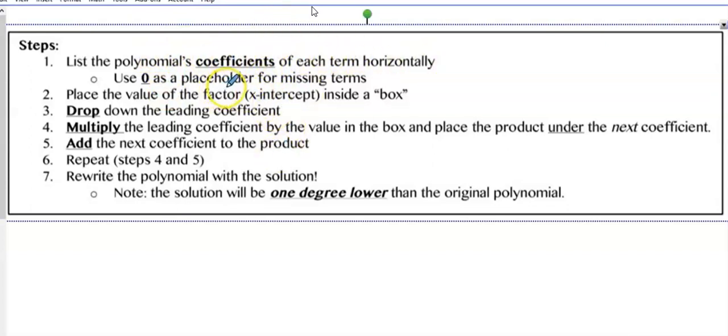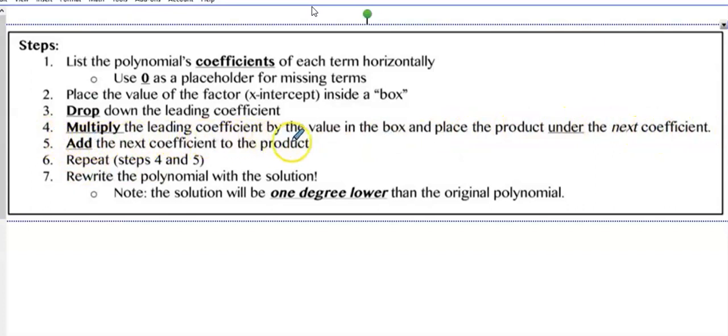That's the dividend and the divisor. And then you're going to use 0 as a placeholder for missing terms, kind of like we did a little while ago. Place the value of the factor, the x-intercept, inside a box. I'll show you how to draw it and everything. Number 3, drop down the leading coefficient. Number 4, multiply the leading coefficient by the value in the box and place the product under the next coefficient.